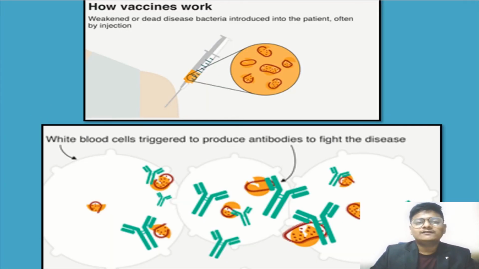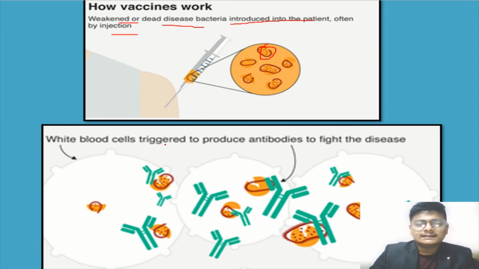To see how a vaccine works. Weakened and dead disease bacteria. See, are you able to see, weakened or dead disease bacteria introduced into the patient, often by injection. So these are very weak or dead cells. These are injected directly into our body.